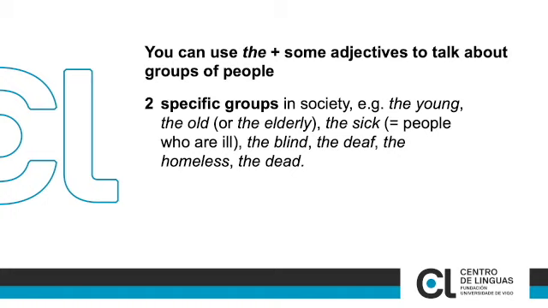We can also use the plus some adjectives to talk about specific groups of people. The adjective young, if we put the in front of it, we're talking about young people in general. Okay, the young or the old. A more formal term would be the elderly. People who are ill are sometimes known as the sick. Blind people are sometimes known as the blind. We have the deaf, the homeless, the dead, etc.